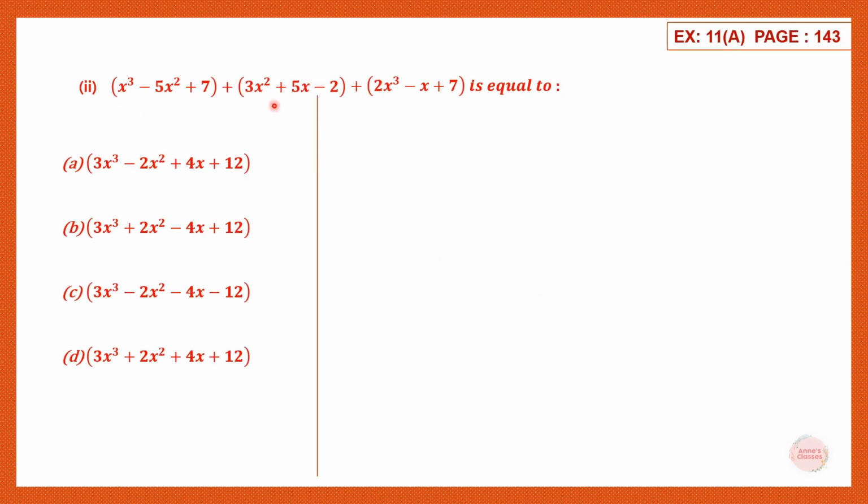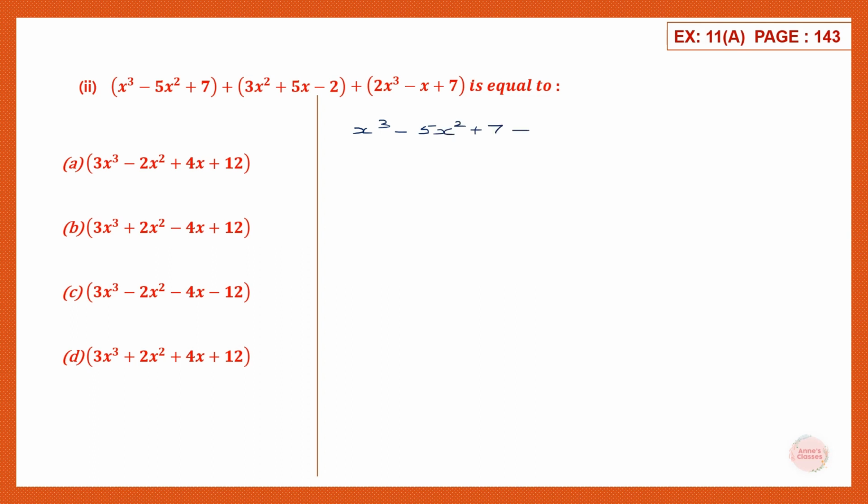Question 2, here we have three polynomials and we have to add them. So let's start off with the second step. The first step is this. In the second step, we are removing all brackets. And because we have a plus sign before these brackets, the sign of all the terms inside will remain the same. So let's write that. So that will be x cube minus 5x squared plus 7.